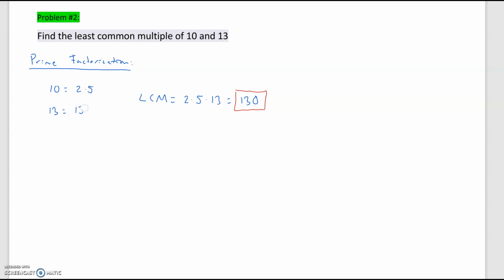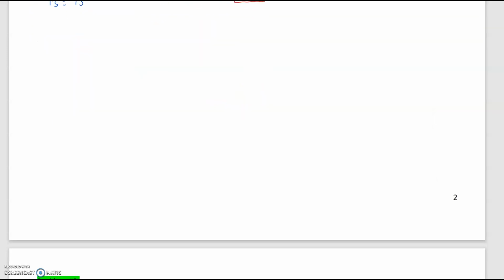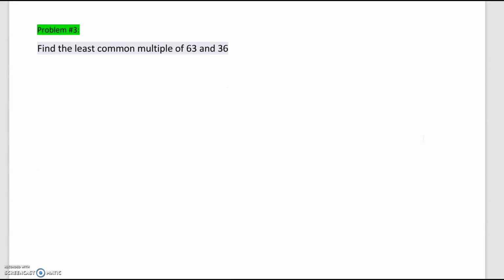And then as you're looking at these, even though 10 does not contain a 13, in the LCM, you have to look at all the primes. If there's a tie, you pick the biggest one of the 2's or the 5's that appear. That's actually it for problem 2. Let's move to problem 3, which has numbers a little bit larger.